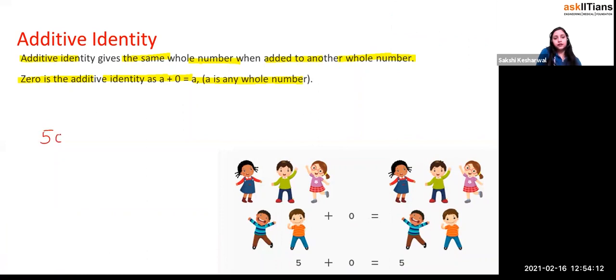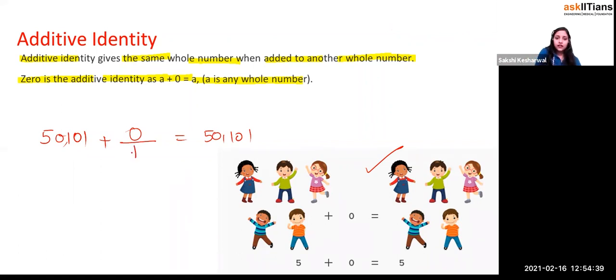If I say in 50,101, what should be added to get the answer the same? It should be 0. Obviously, this is a very good example over here, right? So there are 5 kids who are playing and it remains the 5 kids. So how many kids are added into it? 0 kids are added.